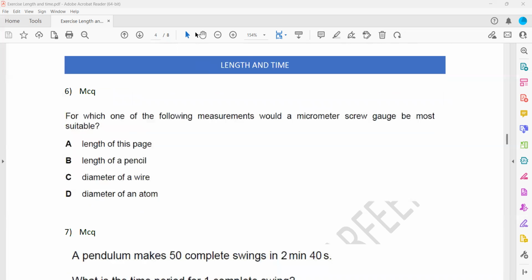For which of the following measurements would a micrometer screw gauge be the most suitable? The diameter of an atom is very small, so a micrometer is not at all suitable. The length of a pencil or the length of a page is bigger. So which one is the smallest value? The diameter of the wire. So C should be the right answer.